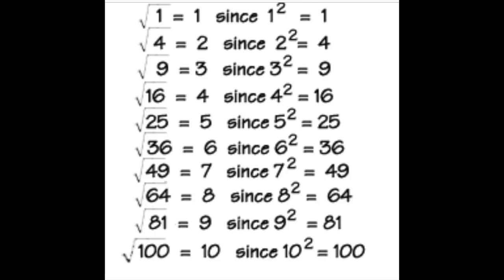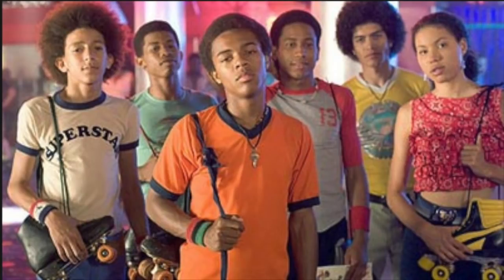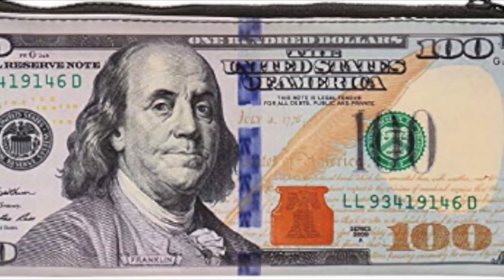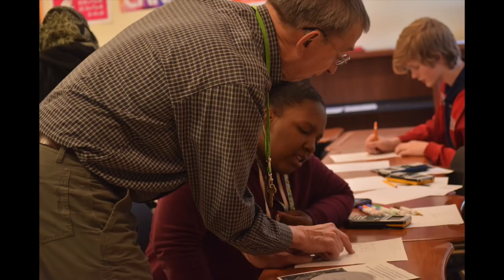One is one, four is two, 9 is 3, 16 is 4. Let me tell you just a little bit more. 25 is 5, 36 is 6, 49 is 7, 64 is 8. Grab a date, let's go skate. 81 is 9, 100 is 10, 121 is 11. Square root. This is what we talking about. Square root. This is what we learn.